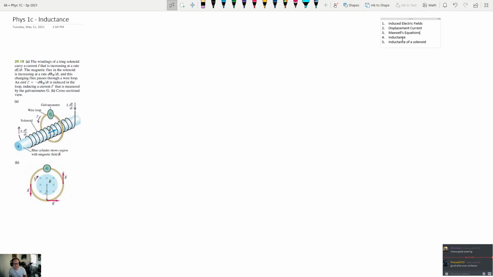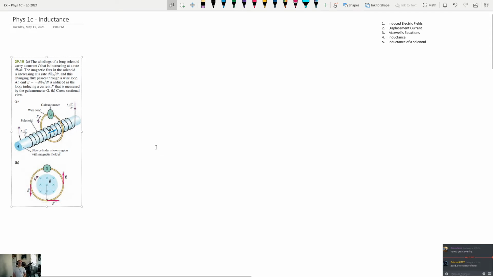So we're going to be talking about induced electric fields. This is related to Faraday's law. Then we're going to talk about displacement current, which is a modification of Ampere's law. And then once we've done that, we're going to have all of Maxwell's equations. And we'll discuss those. And then if we have time, we'll go into discussing what inductance is. We'll probably get to here. And then that'll be all we can really cover for today.